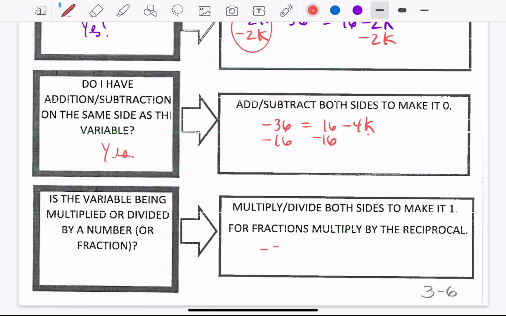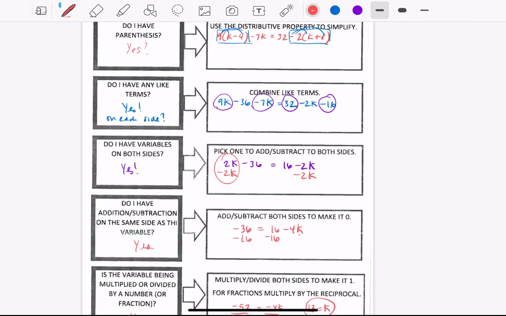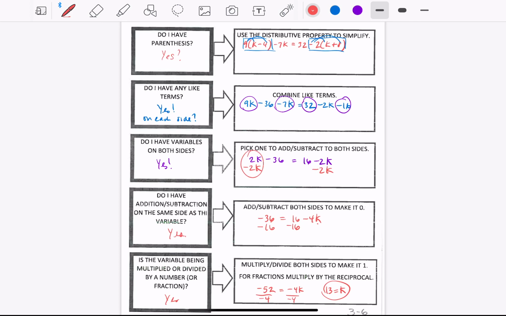52 equals negative 4k. So I'm going to divide both sides by negative 4 because there's a variable being multiplied or divided. And negative 52 divided by negative 4 is 13. So 13 equals k. So this is basically your example roadmap for what you're doing to solve these multi-step equations when they have variables on both sides. So there's your notes.